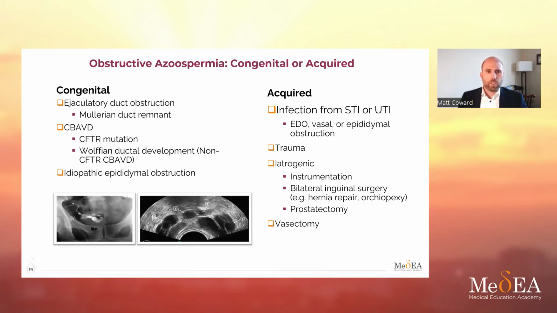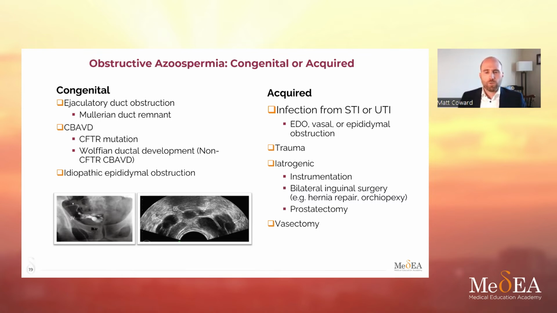So as we change gears, from thinking about anatomy to whether this is a congenital versus acquired standpoint, we can think about obstructive azoospermia in this way. Congenital obstructive azoospermia etiologies include ejaculatory duct obstruction, which can be from a Mullerian duct remnant, CBAVD, which can be from a CFTR mutation or a Wolffian duct disorder, and then lastly, idiopathic epididymal obstruction as well.